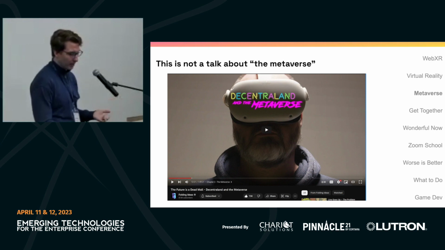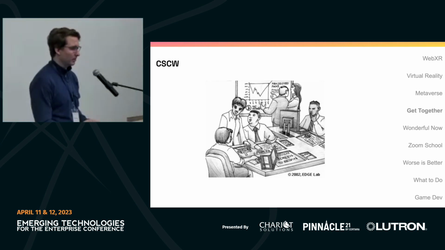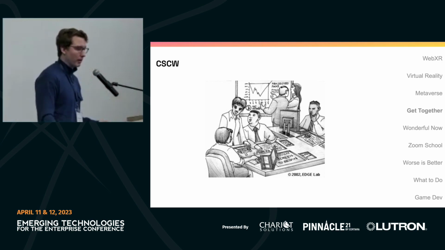But before we get there, I want to talk about something called computer-supported cooperative work, or computer-supported collaborative work. I'm personally a fan of the term groupware. This roughly points to the way that we use computers to talk with one another, to work together.